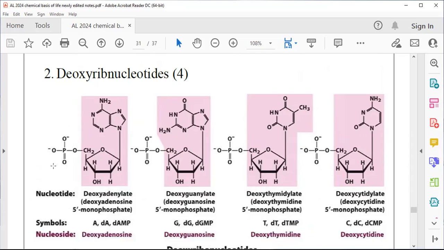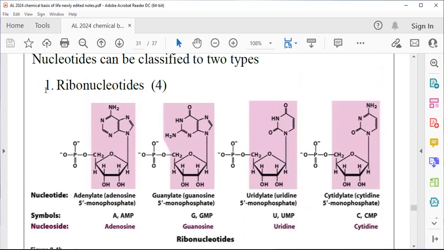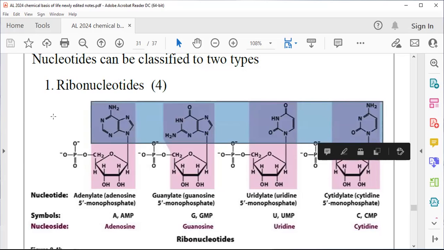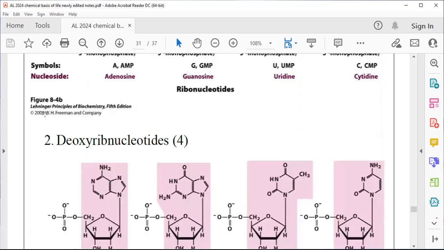Just to tell you, how many ribonucleotides are there? 4. Those 4 are different from each other in which feature? The nitrogen bases. What are the nitrogen bases possible? Adenine, guanine, uracil, cytosine.